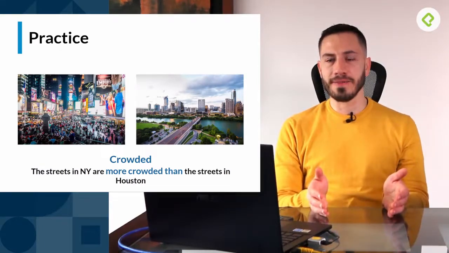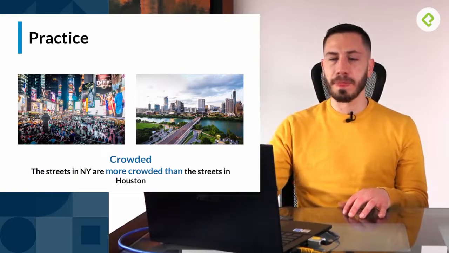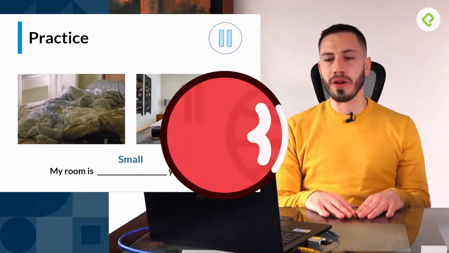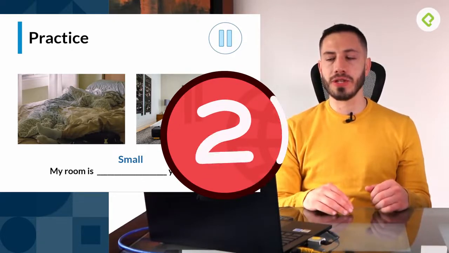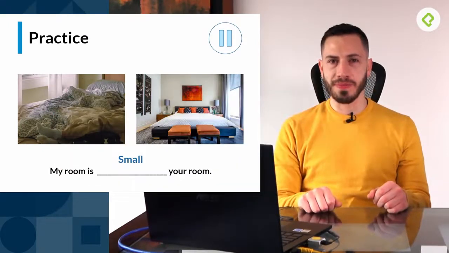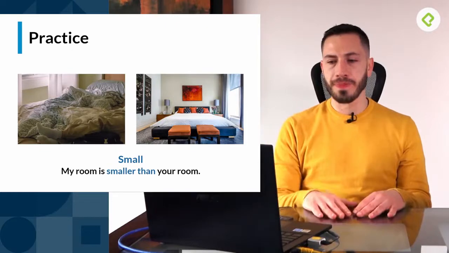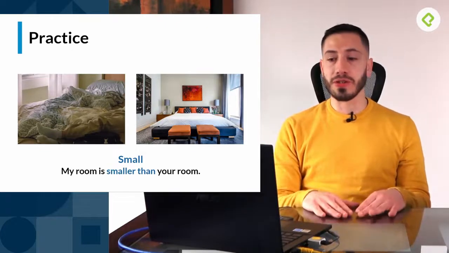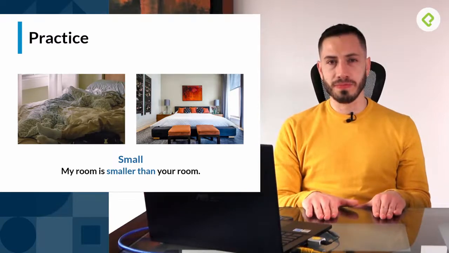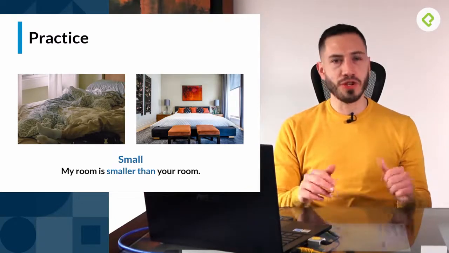Do you get the idea? Excellent. Let's practice some more. This time, the adjective will be small, and we are going to be comparing my room, let's imagine, with your room. What would be the answer? Do you have it? Let's have a look. I would say, from the picture, my room is smaller than your room. How did it go? I'm sure it went great.